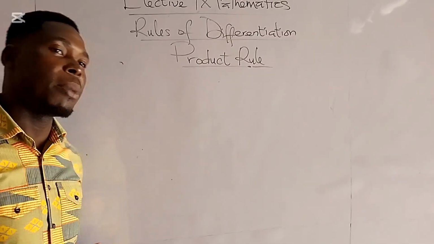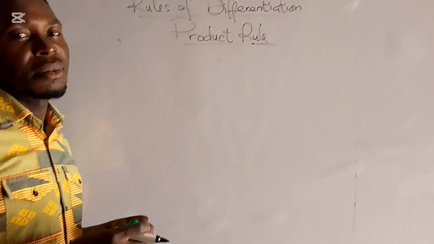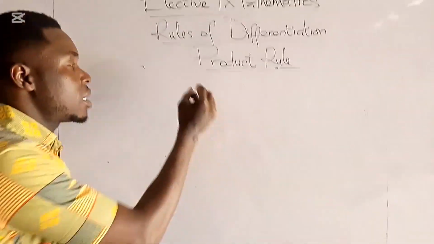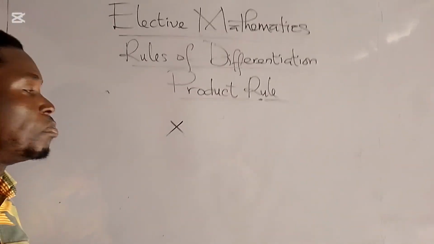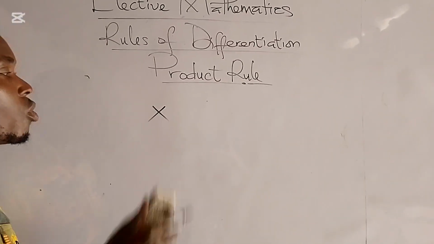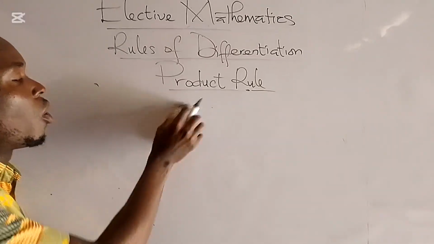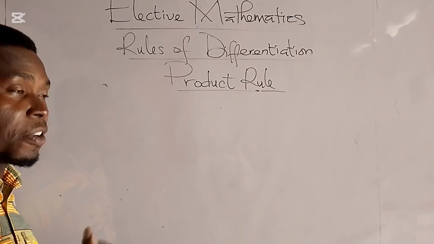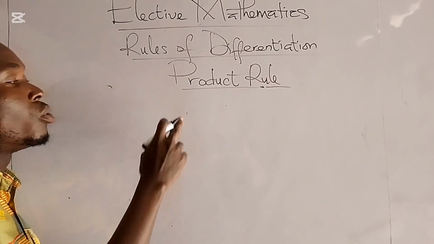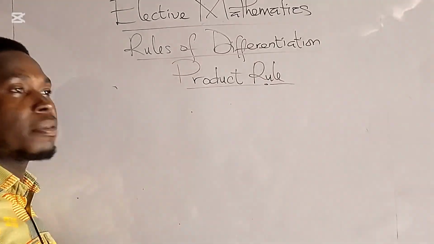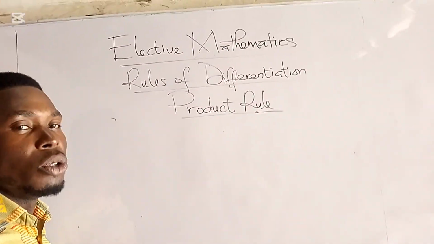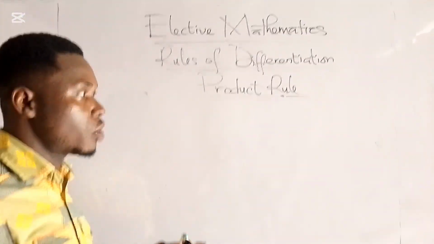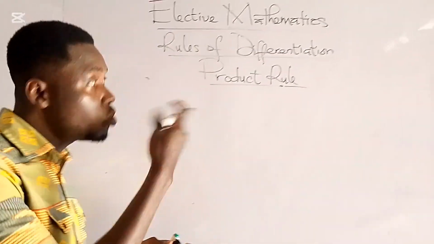When we talk about product, what comes to mind is multiplication, which is the times in basic mathematics. So product simply means times. Or when you go higher, for further studies, we sometimes use dots for multiplication. So we are going to use that to solve questions or to differentiate functions using the multiplication rule.